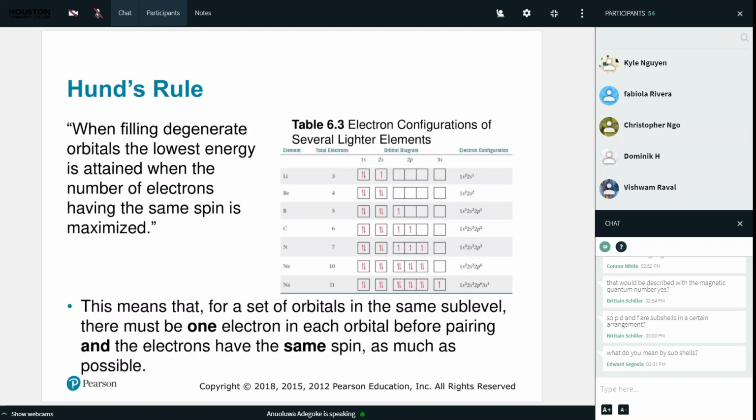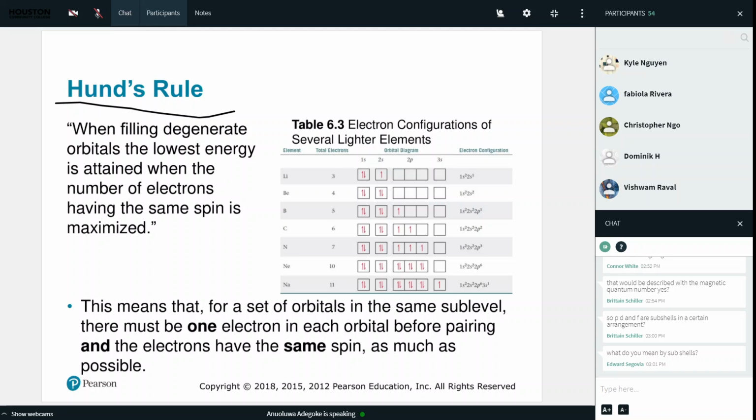Now here comes Hund's rule. So we're filling the degenerate orbitals. Hund's rule is one of the rules that we need to learn before we actually go into writing electronic configuration. When filling the degenerate orbitals, which are orbitals with the same energy, the lowest energy is attained when the number of electrons having the same spin is maximized.